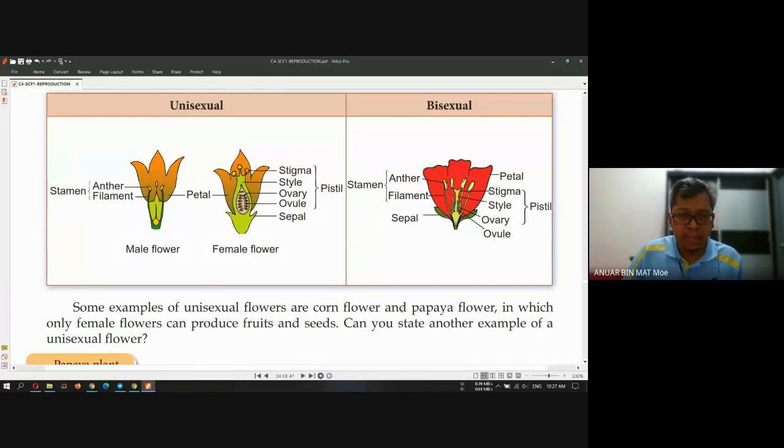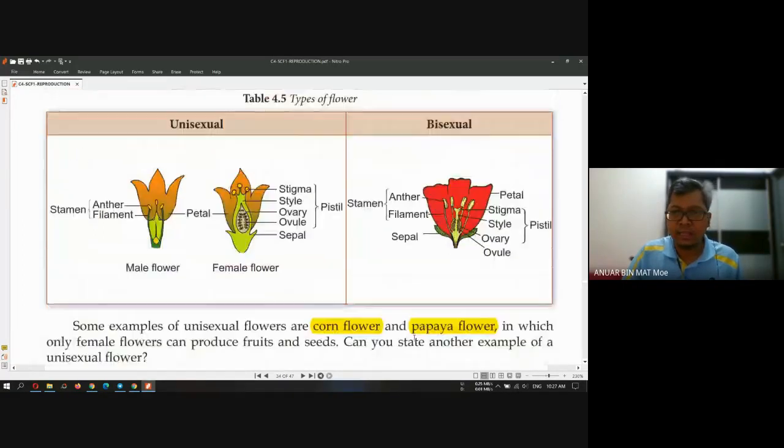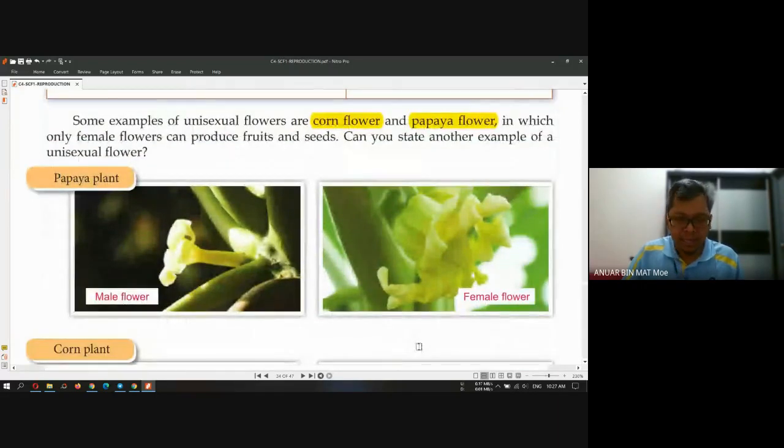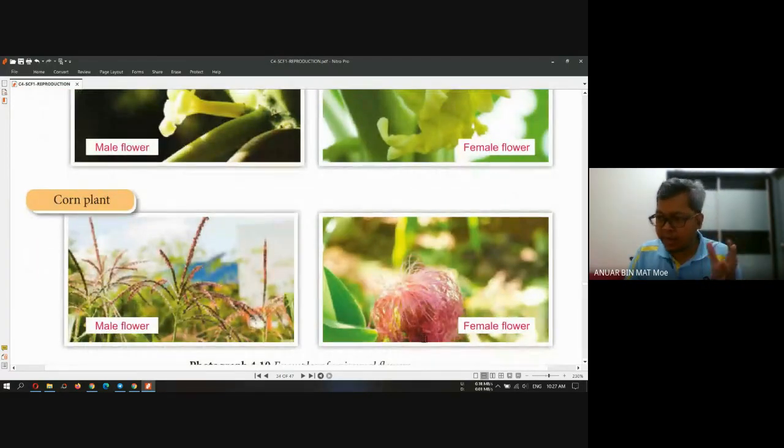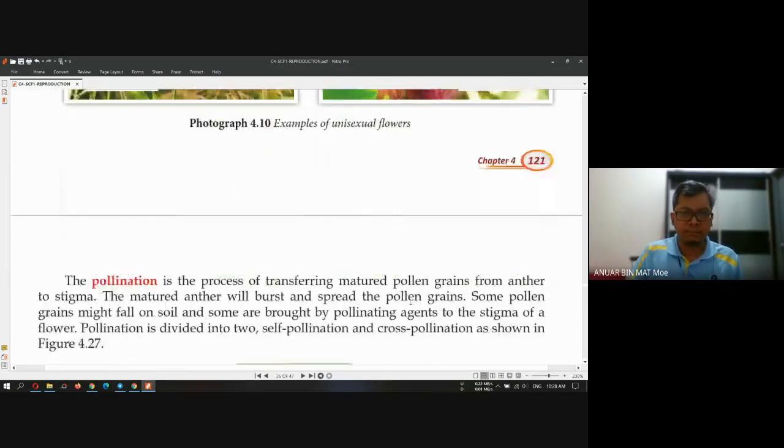Usually, plants with unisexual flowers are corn and papaya, where only the female flower can produce fruit and seed. This is what we call a plant that has unisexual flowers, papaya and maybe corn. Bunga raya, or hibiscus, is a bisexual flower, because in one structure of the flower we have both stamen and pistil. Right? Okay, next one.